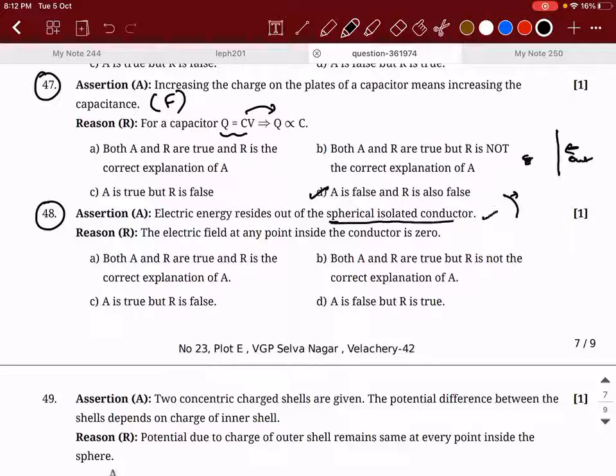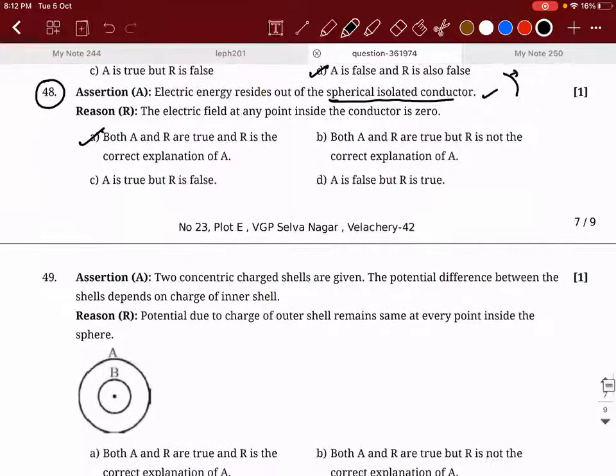Electrical energy resides outside the spherical conductor. This is true only. The electric field at any point inside the conductor is zero. That is also true. But are they supporting each other? Yes. So two concentric charged spherical shells are given. The potential difference between the shells depends on the charge of the inner shell. Correct?